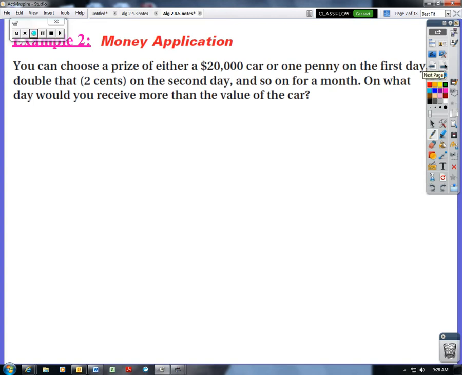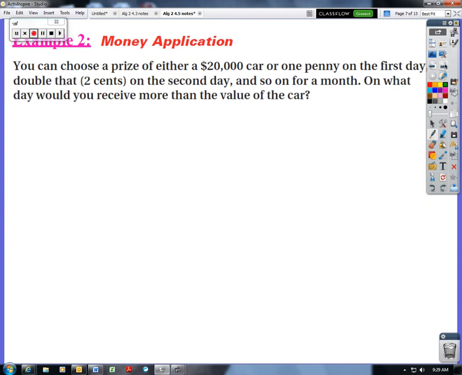Example 2. You can choose a prize of either a $20,000 car or 1 penny on the first day, double that to get 2 cents on the second day, and so on for a month. On what day would you receive more than the value of the car?